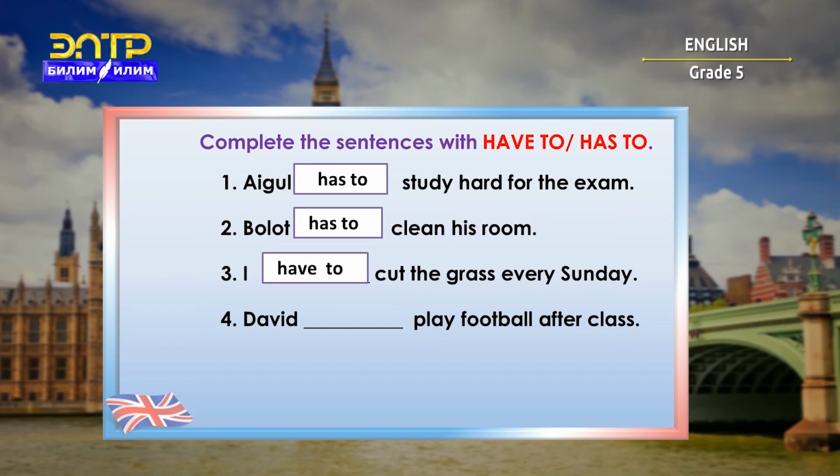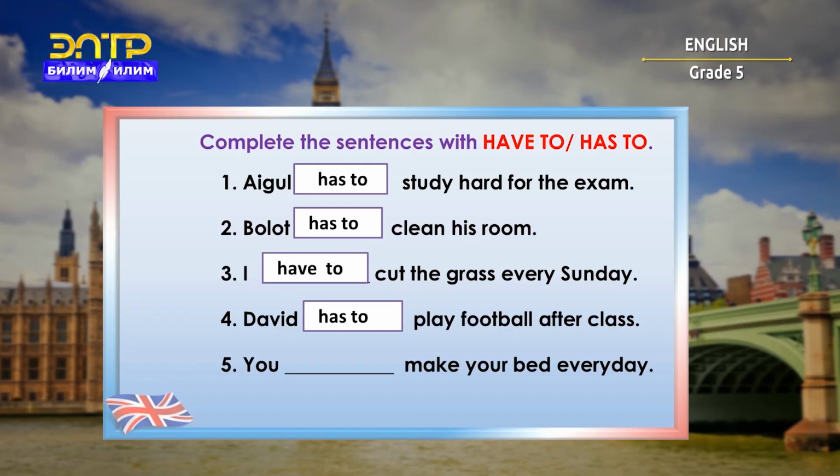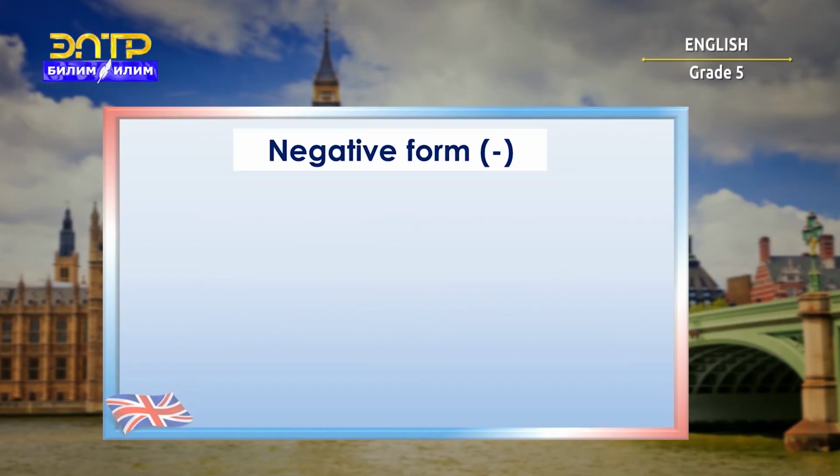Three. I have to cut the grass every Sunday. Four. David has to play football after class. Five. You have to make your bed every day. For making negative sentences, we have to put don't or doesn't before have to.